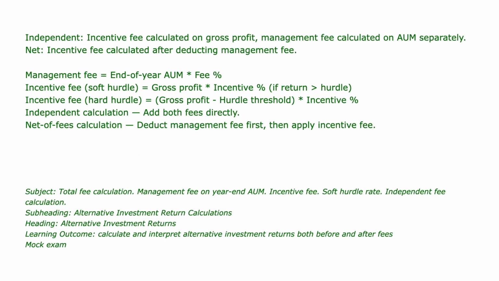Both fees are calculated separately on gross figures and then added. Soft hurdle rule: incentive fee on all profits once the hurdle is exceeded, $12 million times 20%. Contrast with a hard hurdle, which would apply only to profit above the threshold. Independent versus net of fees calculation methods affect the incentive fee base.